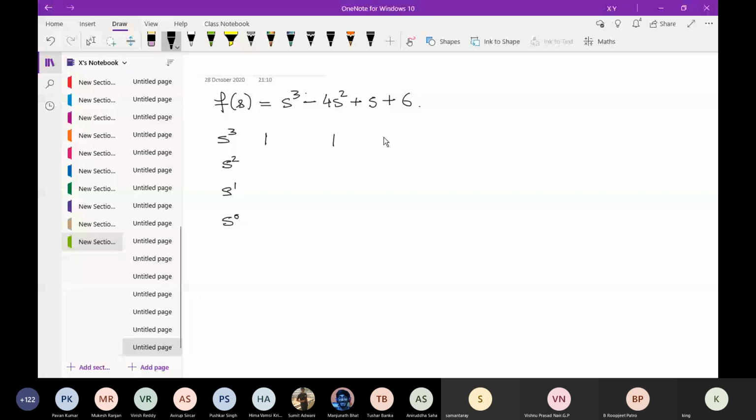Then S square is minus 4, and this is S to the power 0, which, well, mathematicians will debate whether it's even or odd, or real or natural, but for us it's even. So this will be 6 into S to the power 0.